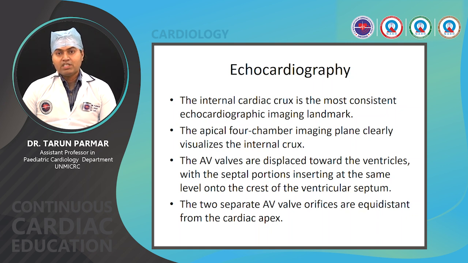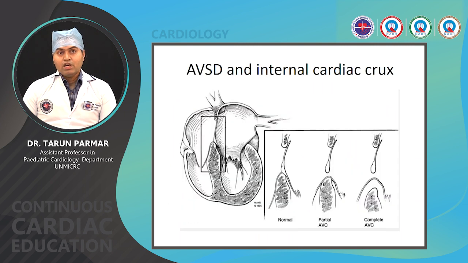The AV valve is placed toward the ventricles with the septal portion inside at the same level onto the crest of the interventricular septum. The two separate AV valve orifices are equidistant from the cardiac apex. So here is the pictorial representation of the internal cardiac crux.